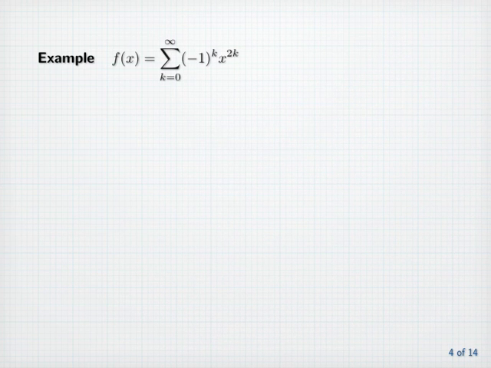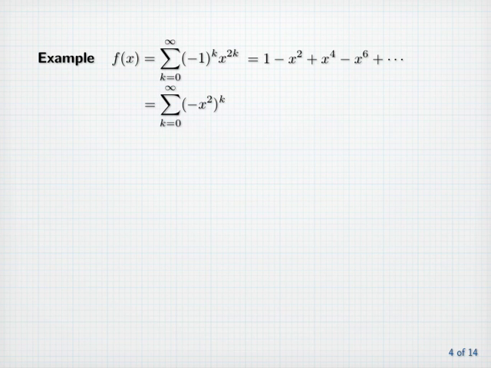Another example. Let f of x equal the sum from k equals 0 to infinity of minus 1 to the k times x to the 2k, which is 1 minus x squared plus x to the 4th minus x to the 6th, and so on. Notice that the kth term here is simply the kth power of minus x squared. So this is the sum from k equals 0 to infinity of minus x squared raised to the kth power.